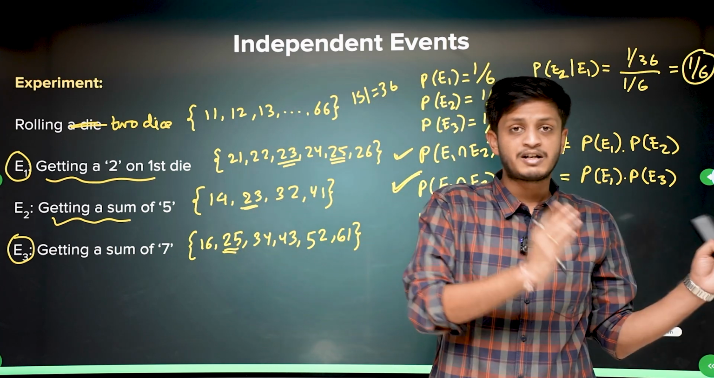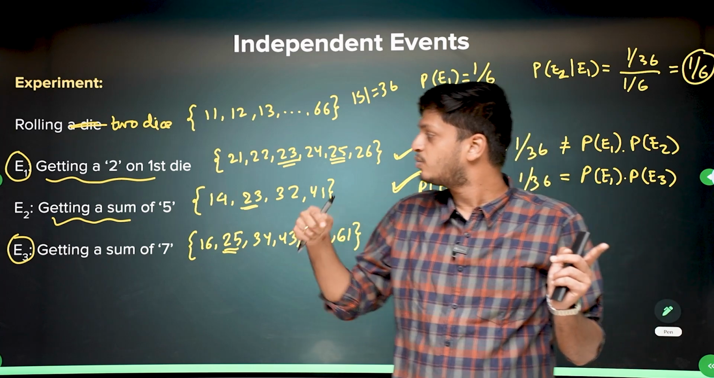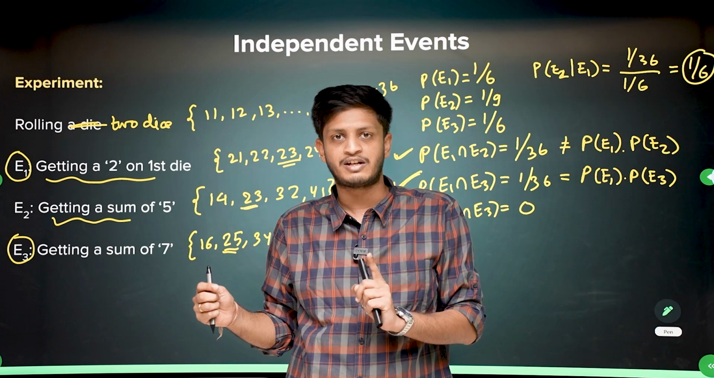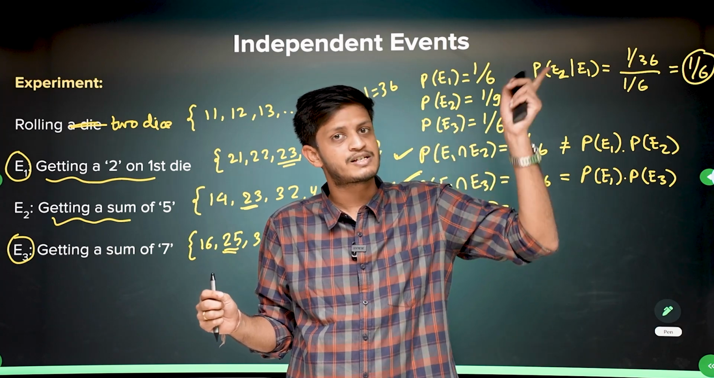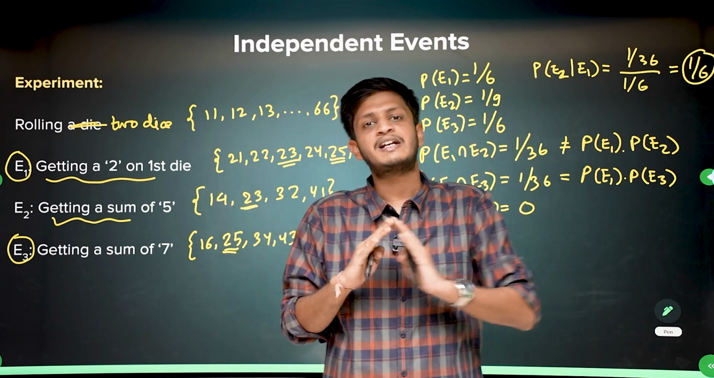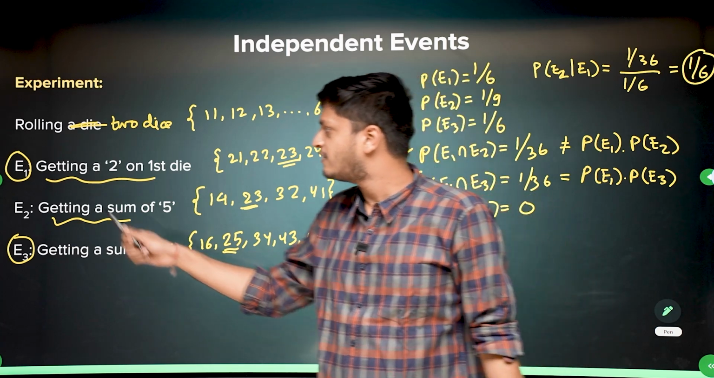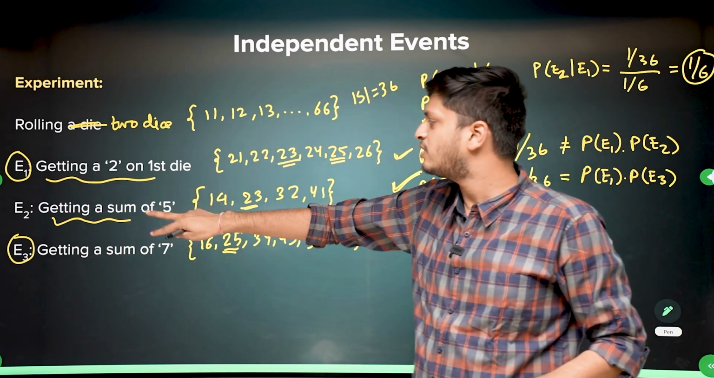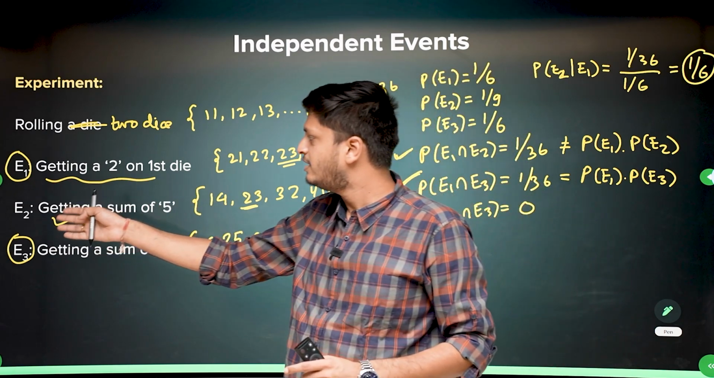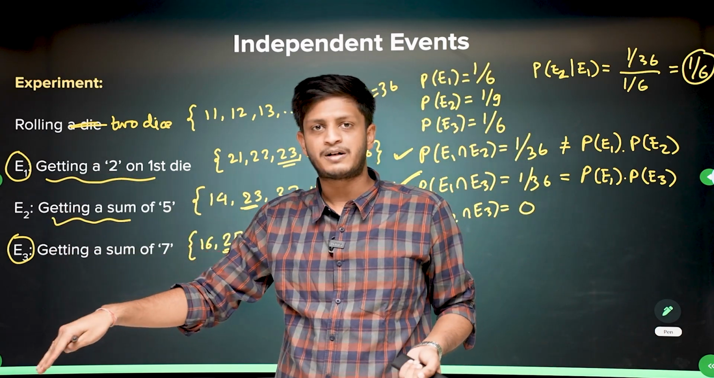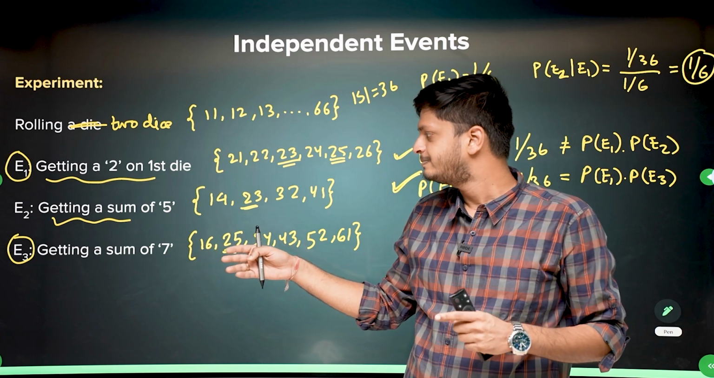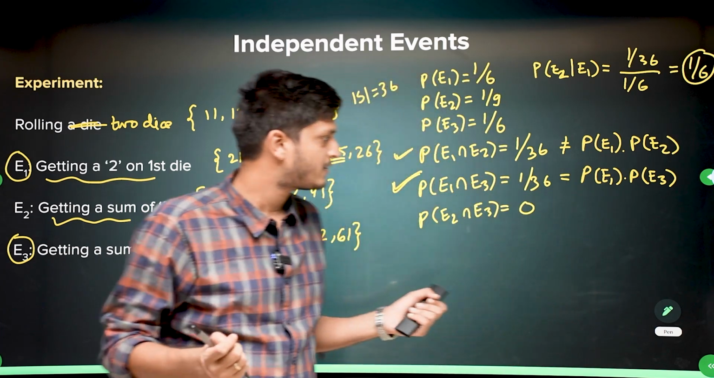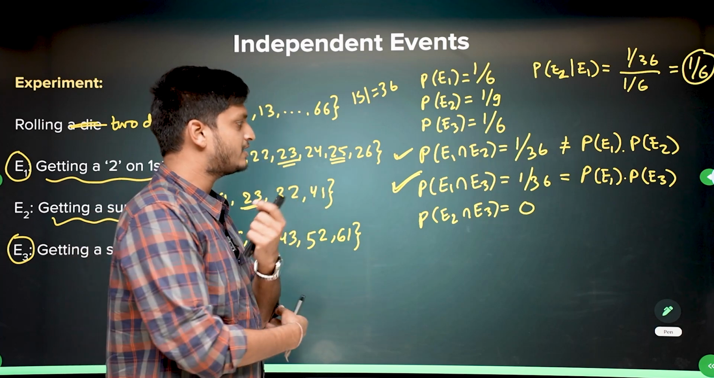So initially the probability was 1 by 6. Now if you get a 2 on the first die, the probability is still 1 by 6, because out of the 6 outcomes, only one is favorable. Initially, out of 36 outcomes, 6 were favorable. So the probability doesn't change. Even if the event happens, the probability of E3 remains the same. Similarly, you can do it vice versa: the probability of E1 given E3 has already happened will also be equal to the probability of E1. Independence works both ways. So yes, E1 and E3 are independent.